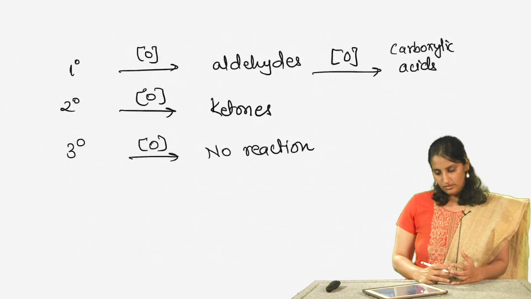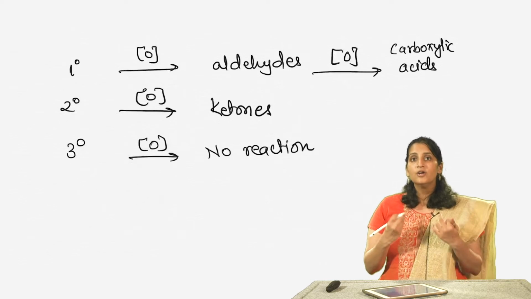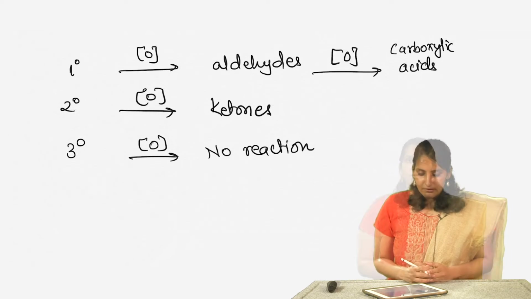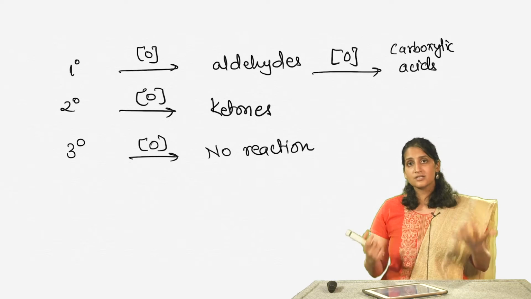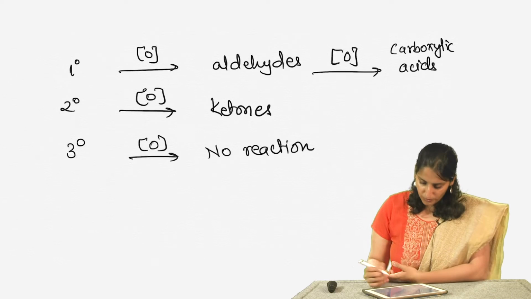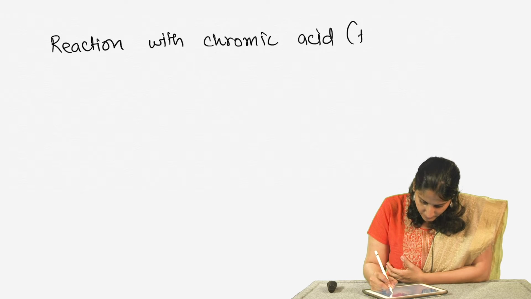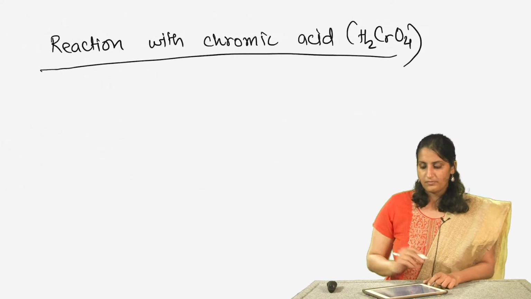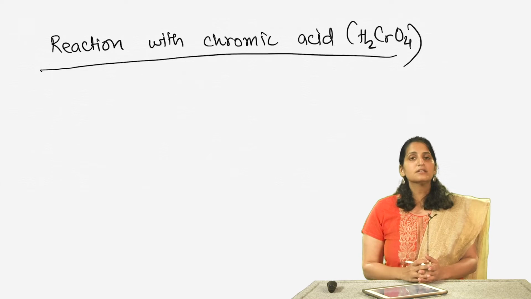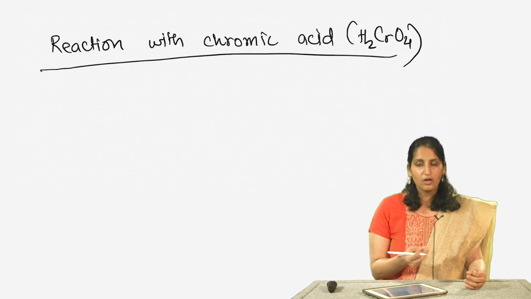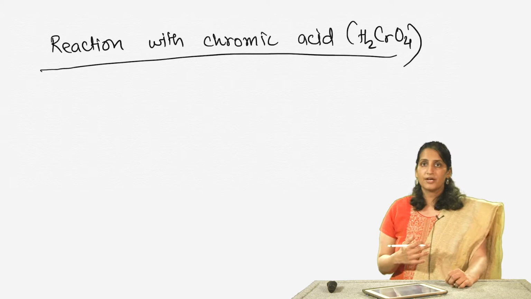Again, this is one of the cases where whether the alcohol is primary, secondary or tertiary plays a huge difference in the kind of products that is formed. Now, the reagent that is most commonly used to convert primary alcohols to carboxylic acids is chromic acid or H2CrO4. H2CrO4 or chromic acid is prepared by dissolving either chromium oxide or potassium dichromate in aqueous sulfuric acid.